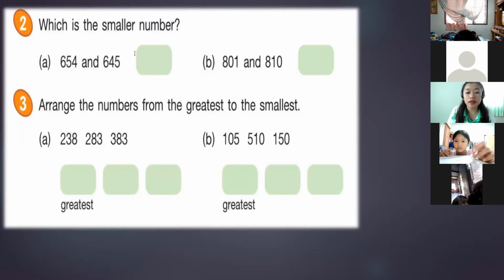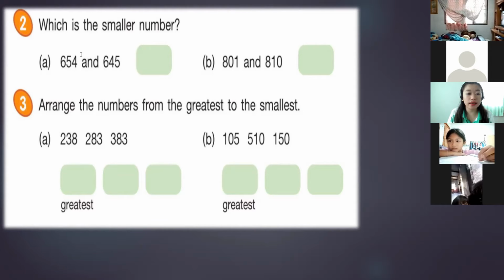Okay, when we say smaller, look at the hundreds place. We have the number 6, so it is the same. Let's look at the tens place. We have 5 and 4. Which number is the smallest? The smallest number in the tens place is 4. Therefore, 5 is the greatest number in the tens place. So 5 is higher than 4.